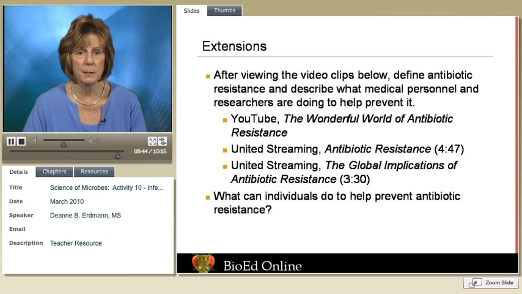So it is very worthy of discussion, because we are starting to see more and more microbes that are becoming resistant to antibiotics. Staphylococcus aureus is one example, the MRSA bacteria, and also one of the strains of tuberculosis. So those are important discussions, and I think a great extension to this activity.